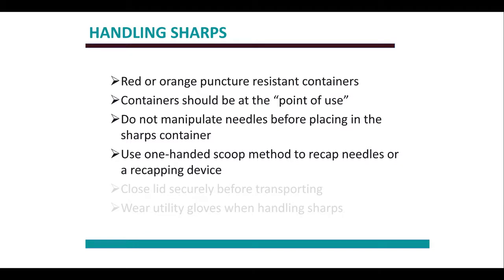What that one-handed scoop method means is that you absolutely do not hold the cap of the needle in one hand and the syringe in the other and merge the two together. You might miss the cap and poke yourself. You want to leave the cap on a tray and scoop the needle into the cap, and then tighten it once the needle is within the cap, and you won't hurt yourself tightening the cap on. Or use a recapping device of some kind.